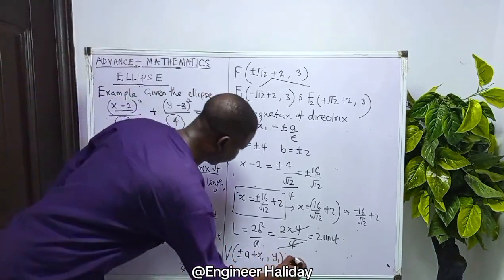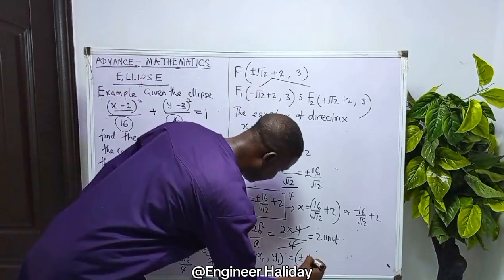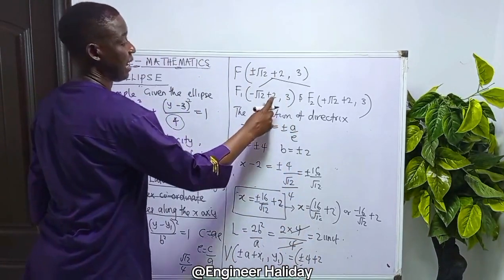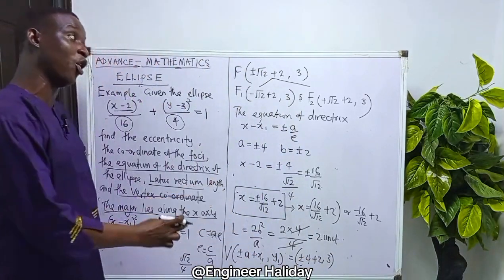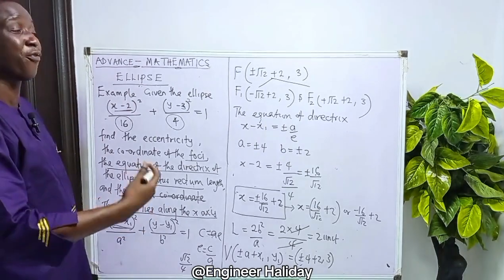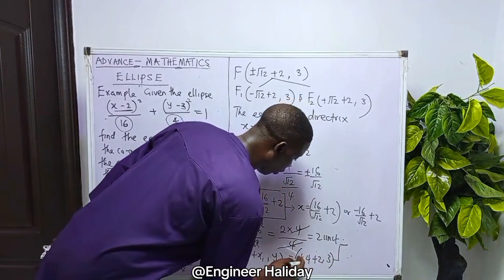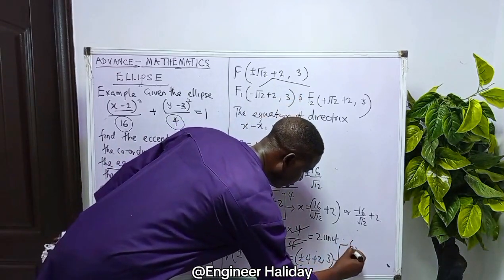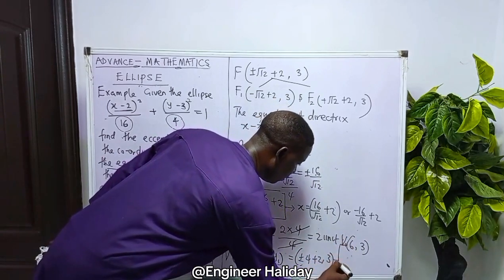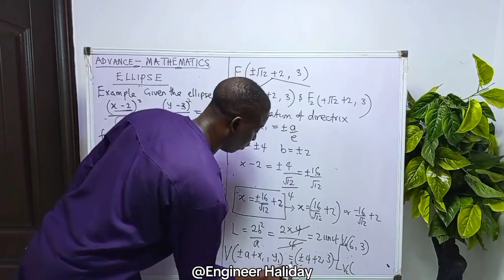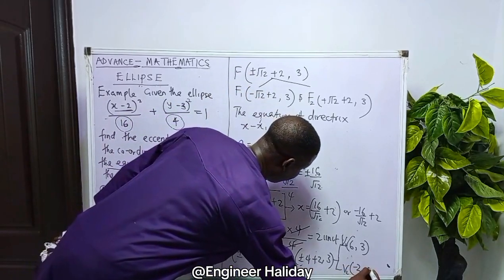Now we have gotten our a before, so plus or minus 4 is still there. Then what is our x1? Our x1 is 2. And our y1 is what? 3. If you want to break it down, this is what we call the major axis. We can have four vertices, but let me break it down. Plus 4 plus 2 is 6, comma 3. That is one of the major vertices. Then the second major vertex is minus 4 plus 2, which is minus 2, comma 3.